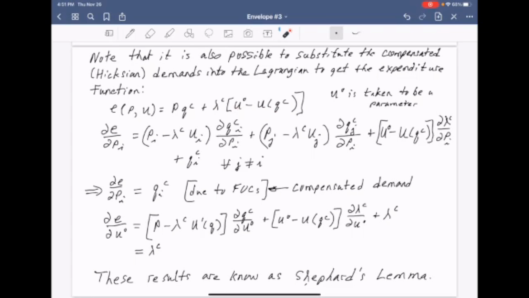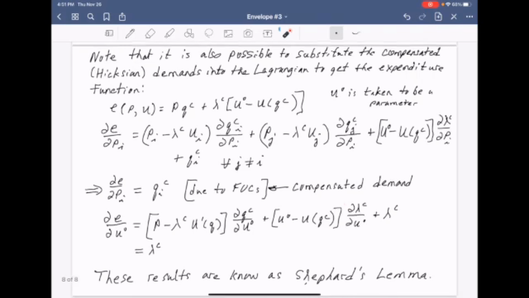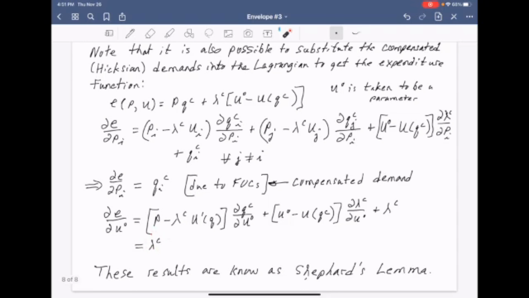So in one case, we have lambda c times the derivative of u0 with respect to u0, which is 1, which gives us this lambda c. And then we also have the derivative of lambda c times u0. So in effect, this term and this term go to 0 because of the first order condition, and we end up with lambda c. So these results are known as Shephard's lemma.